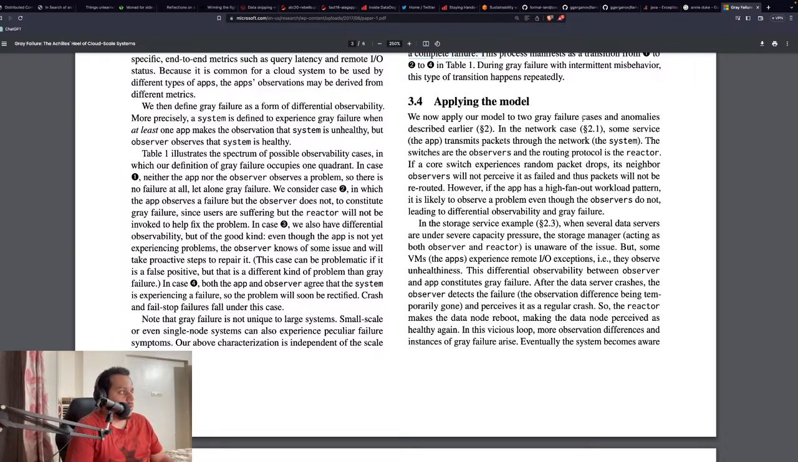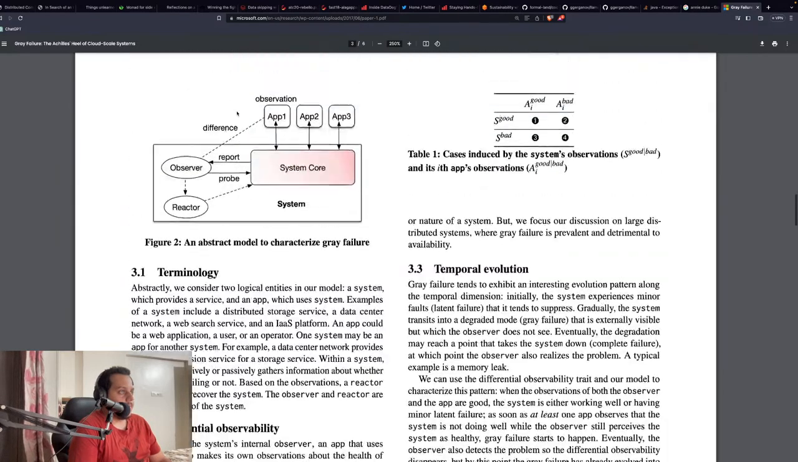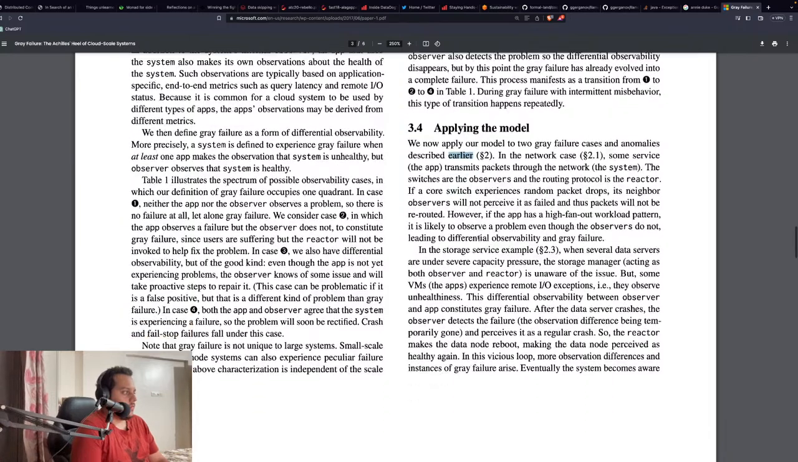We apply our model to two gray failure use cases and anomalies described earlier. In the network case, some service app transmits packets through the network. The switches are observers. The routing protocol is the reactor. If a core switch experiences random packet drops, its nearest observers will not perceive that it has failed. Thus, packets will not be rerouted. However, if the app has a high fanout workload pattern, it is likely to observe a problem even though the observers do not, leading to differential observability and gray failure.